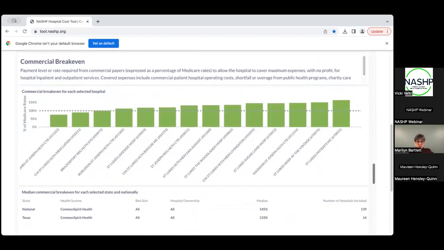Now we get into break even, what a commercial payer would need to pay the hospital in order for the hospital to break even. And this is the 100% line. And these are the rates.